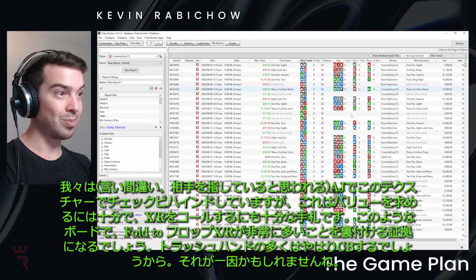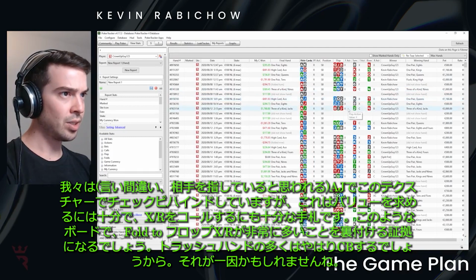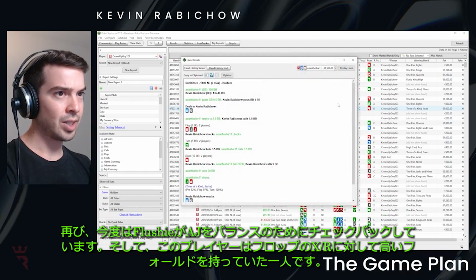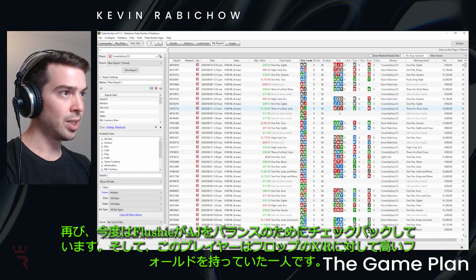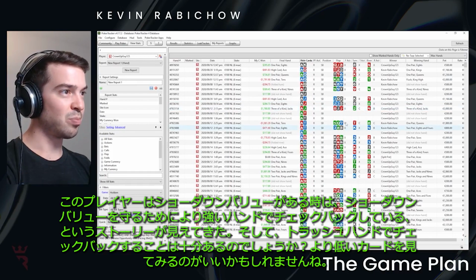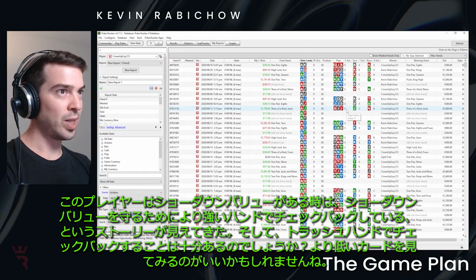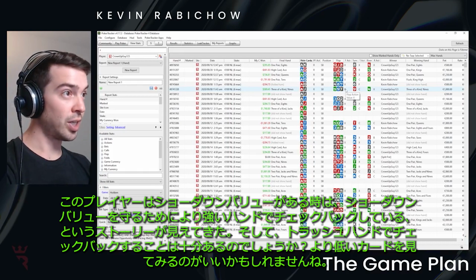Now on those same boards, I'm guessing that a lot of the trash hands are still going to c-bet, so that could be contributing. Again, now we see a balancing check back with ace-jack from Flushy, and this was one of the players who had high fold to flop check raise. So I'm seeing a bit of a story develop here: this player is checking behind flops with showdown value and then also checking back with stronger hands than that to protect that showdown value.